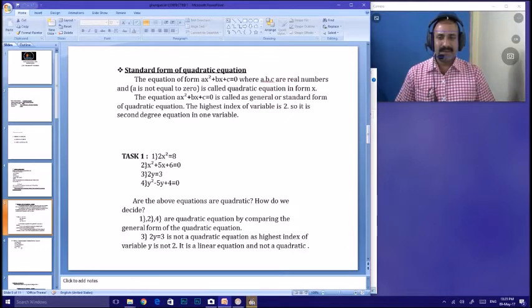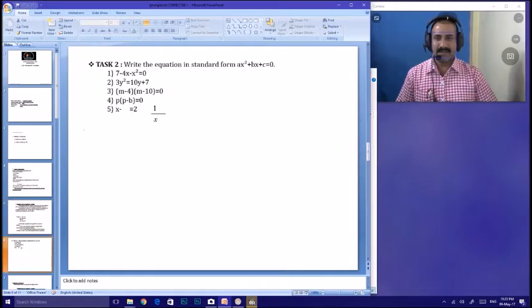Third one, 2y equals 3, is not a quadratic equation, as the highest index of variable y is not 2. So, it is a linear equation and not a quadratic. Task second. Write the equation in the standard form ax square plus bx plus c equals 0. Some examples are given below. Now, we write the equation in the standard form.